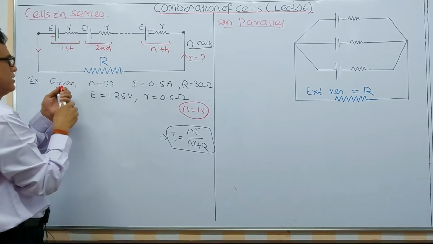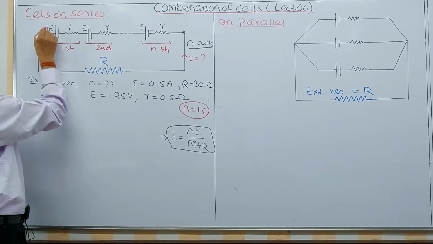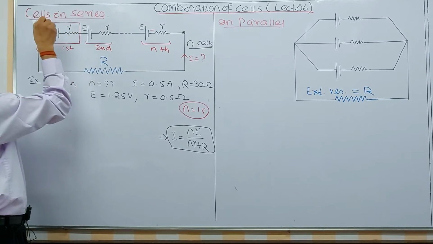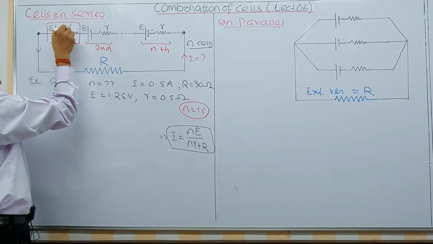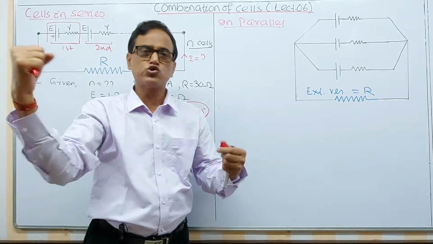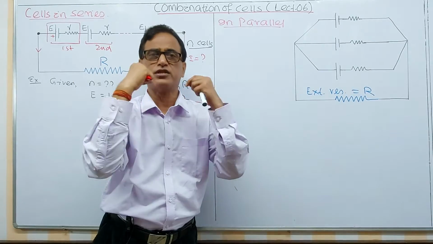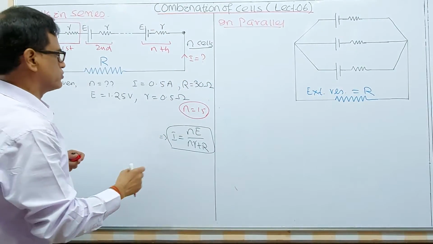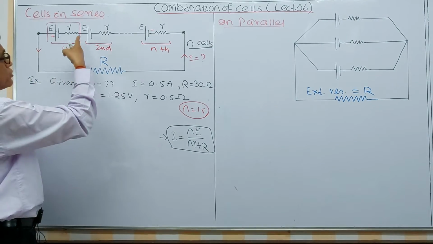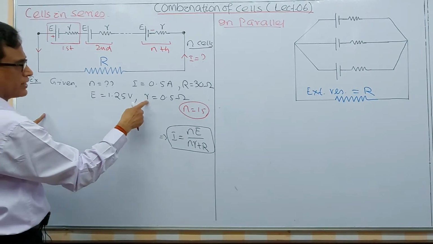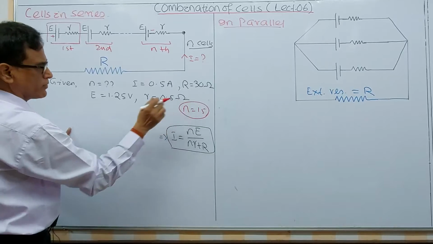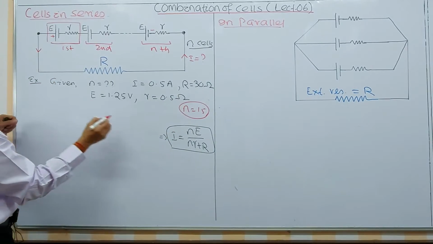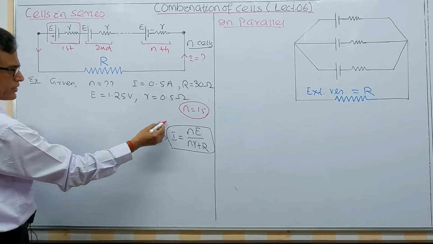Each cell, remember, this is one cell of EMF E, and this is the internal resistance associated with it. The internal resistance is the resistance of the electrolyte inside the electrode, associated with this. So here R is 0.5 ohm, find out the number of cells. You see how easy it becomes. This is the formula to be adopted.